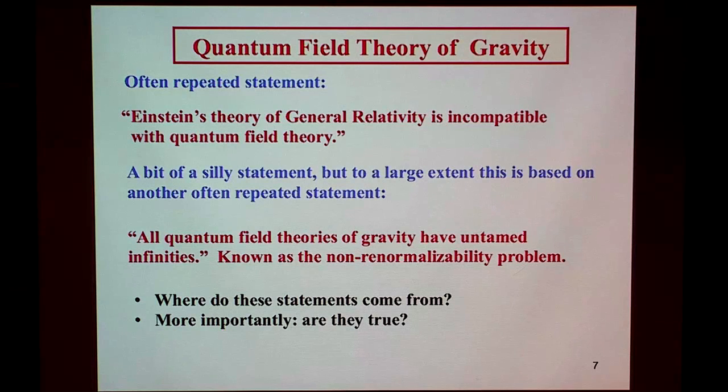So you've probably read Brian Greene's book or some other popular book, and you see some statement: Einstein's theory of general relativity is incompatible with quantum field theory. Now, the experts in the audience know that that's a little bit of a silly statement, but nevertheless, people say that. But this statement is usually based on another statement, which is more precise. It says, all quantum field theories of gravity have untamed infinities, and that's known as the non-renormalizability problem of gravity. Right. Okay.